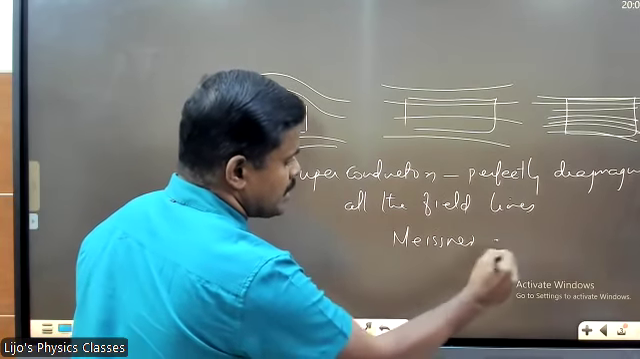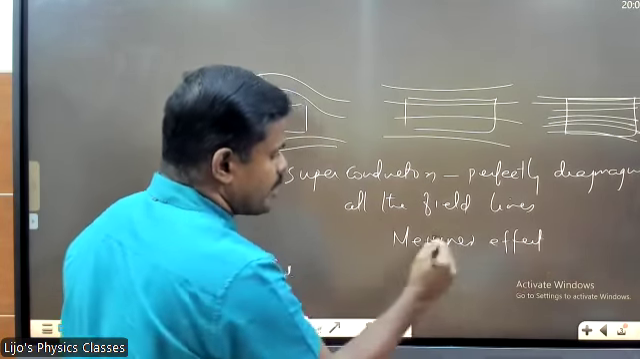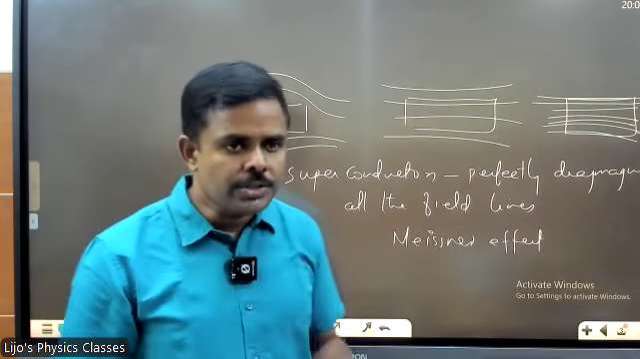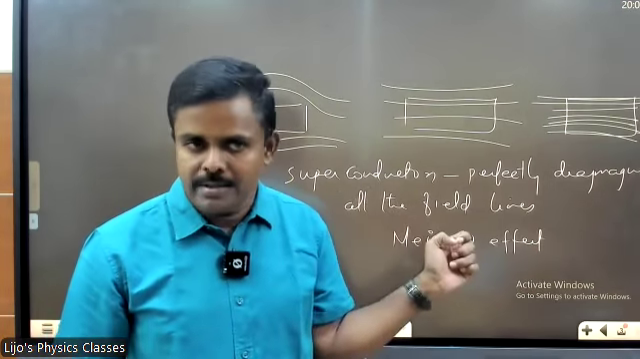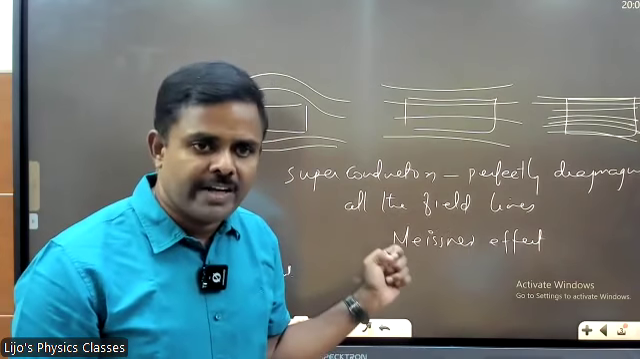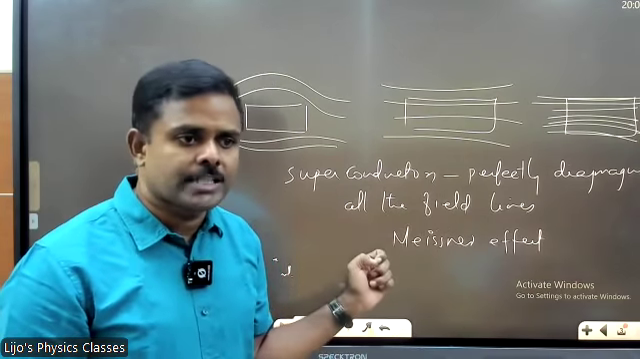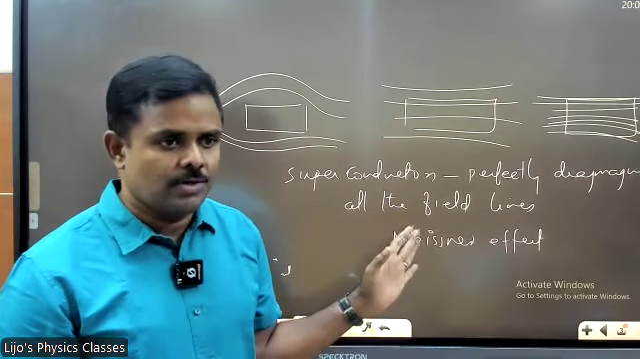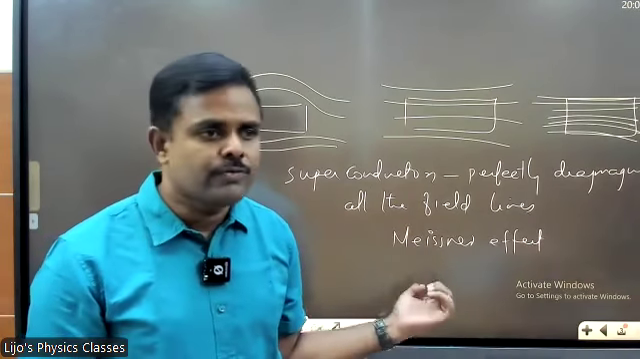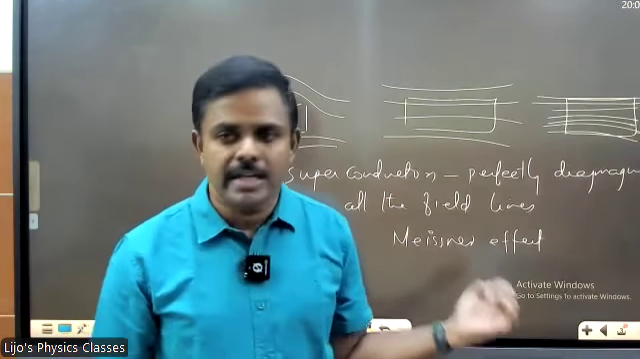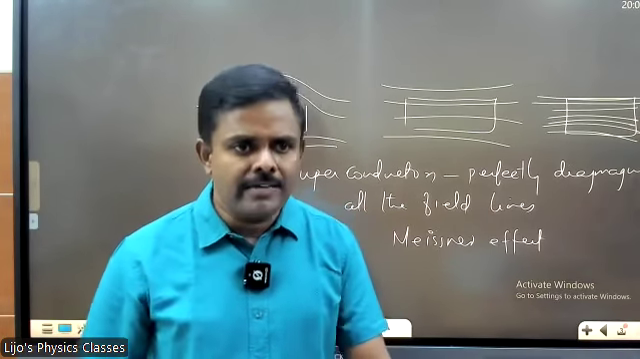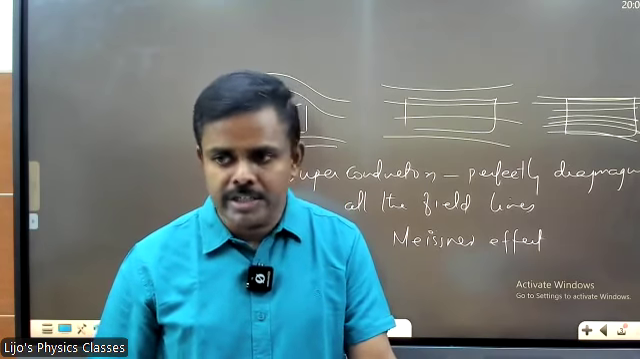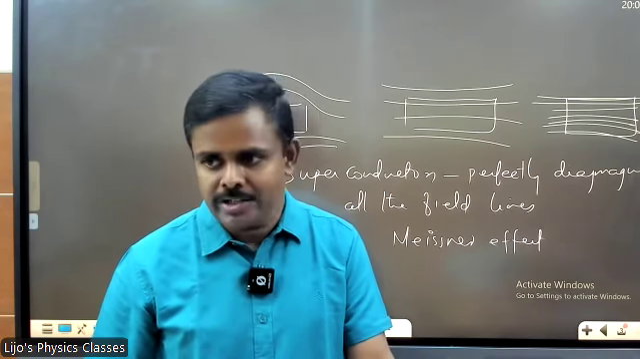They might ask a question here. What is the Meissner effect? You should say superconductors are perfectly diamagnetic, so they expel or repel all the field lines. This phenomenon is called the Meissner effect, which is used in maglev trains. Do you know what maglev trains are? Magnetically levitated trains.